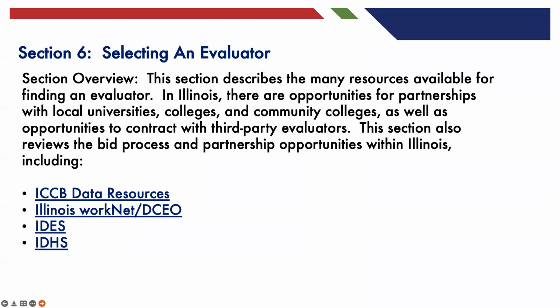Additionally, we talked about where you're going to get your data. What does that look like? As you select an evaluator, where can you go and what information is available to you? So we review bid processes and partnership opportunities, and we talk about the ICCE data resources, Illinois WorkNet from BCEO, IDES, and of course IDHS. So we're looking at how you bring these partners together for a full-on evaluation. And that is clearly outlined as well with strategies and resources and tools.